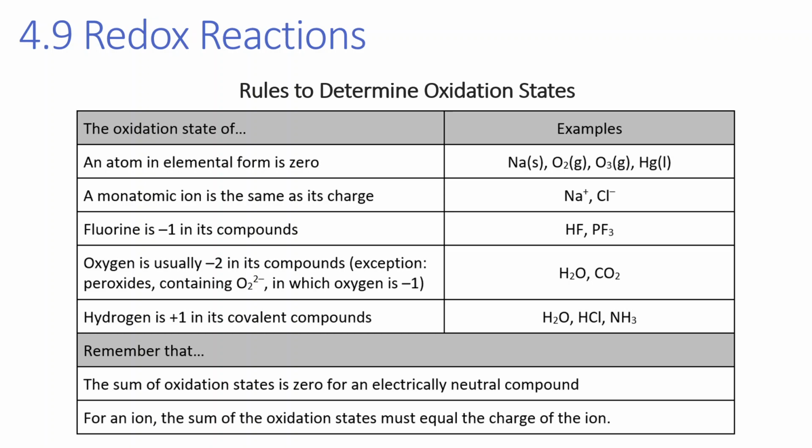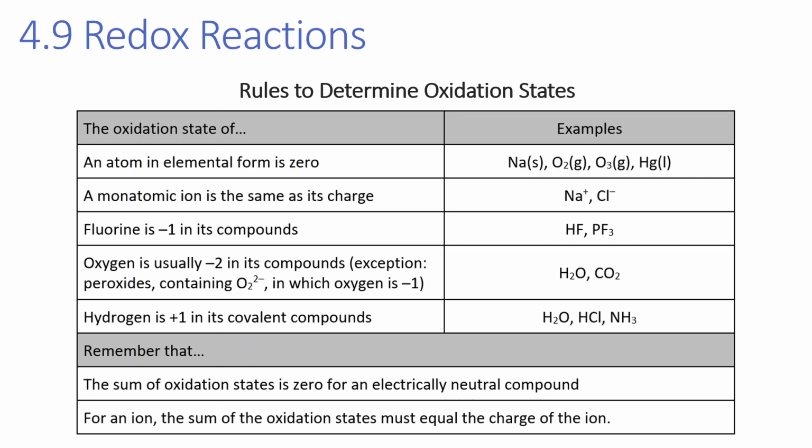Fluorine is going to be -1 in its compounds. For example, in HF or PF3, fluorine is -1. Now, oxygen is pretty much always going to be -2 in its compounds. There is one exception: if you have peroxides, which contain O2 with a 2- charge, like hydrogen peroxide, in that case oxygen is going to be -1. So usually -2, but whenever we have peroxides, it's going to be -1.